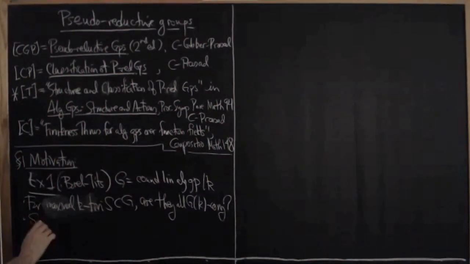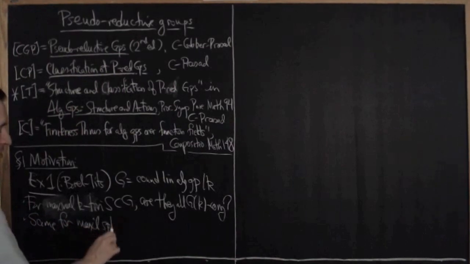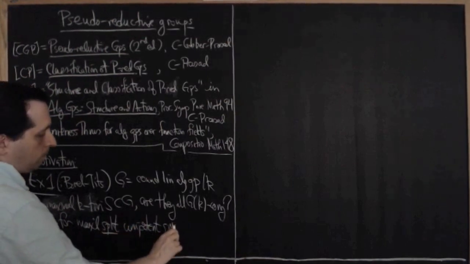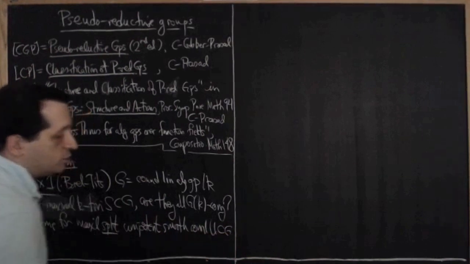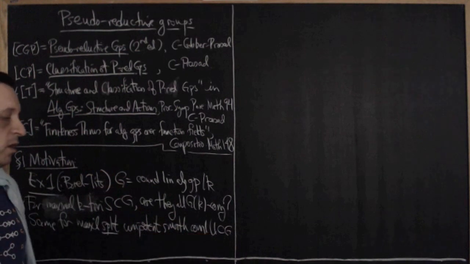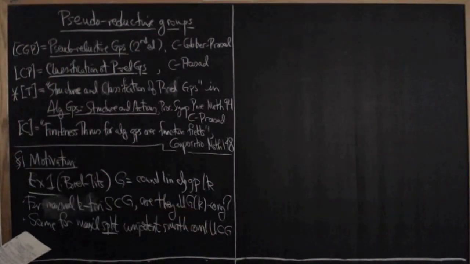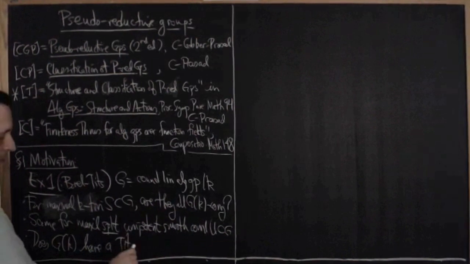You can also ask the same for maximal split unipotent smooth connected subgroups U inside G. In the reductive case, these would be the unipotent radicals of the minimal parabolic subgroups. But in general, what can you say about these? Do they constitute a single rational conjugacy class or not? And finally, the third question that they wondered about was, does G(K) admit a structure of a Tits system?